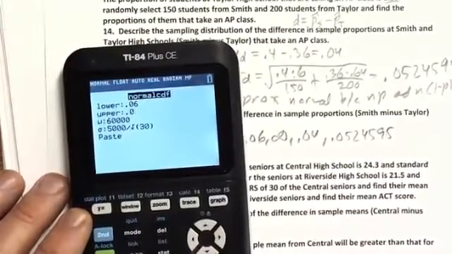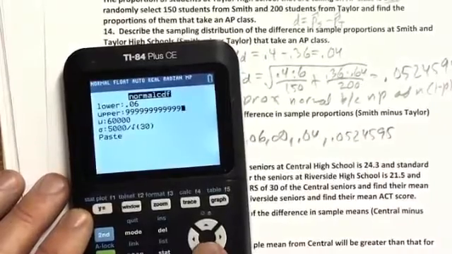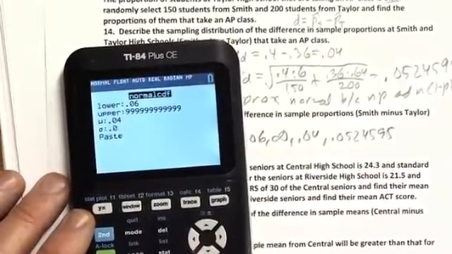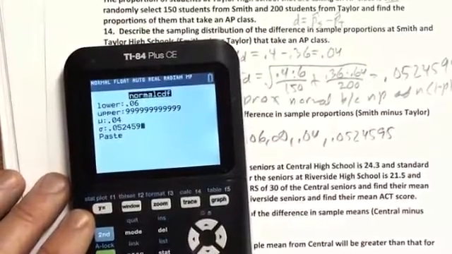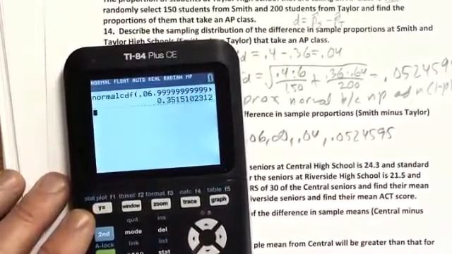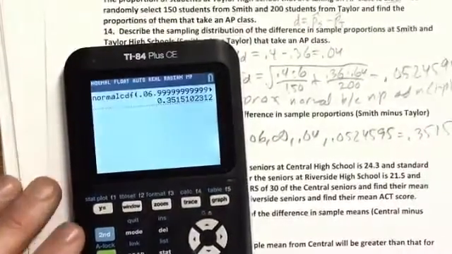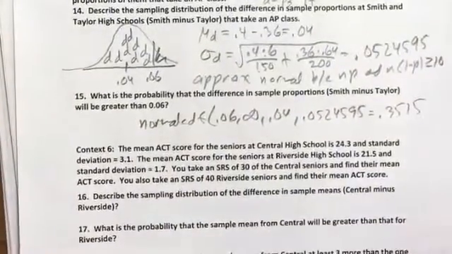Our mean is 0.04. Oops, clear. 9999999, let's say. And this would be 0.04, and this would be 0.0524595. And so we would get about 0.3515. So right like that. There we go. So that's how you do that.